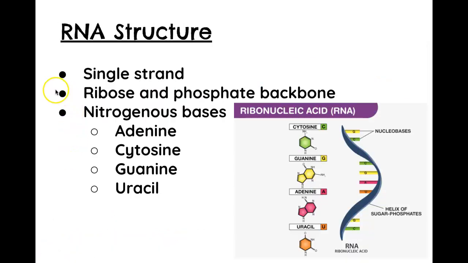RNA structure then is a single strand. It's made up of a ribose and a phosphate backbone. The nitrogenous bases in this one, though, are adenine, cytosine, guanine, and instead of thymine, it's uracil, as you can see from the visual over here.